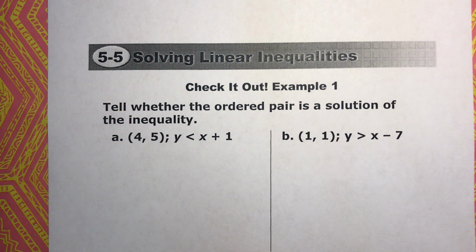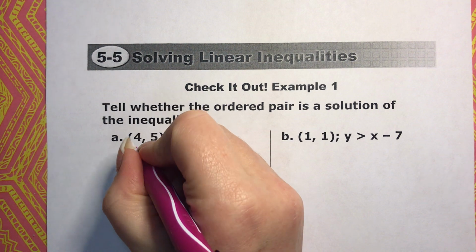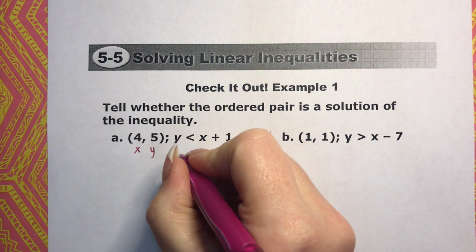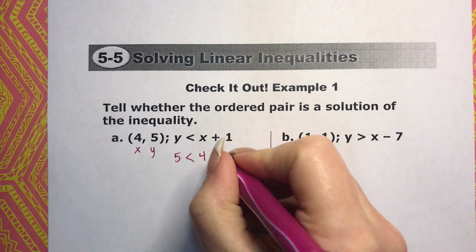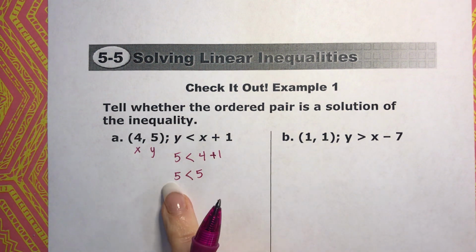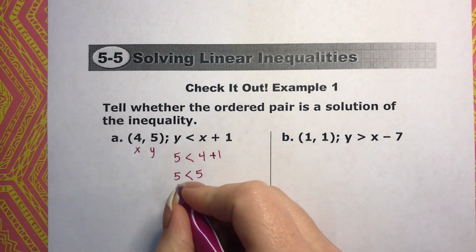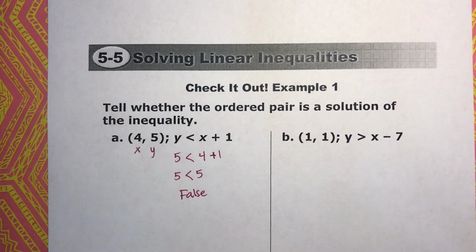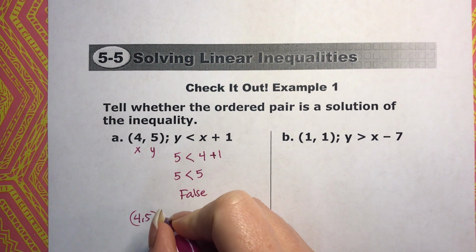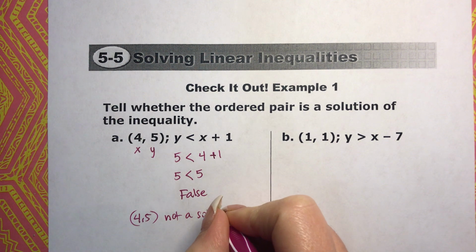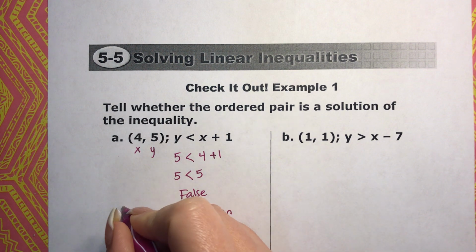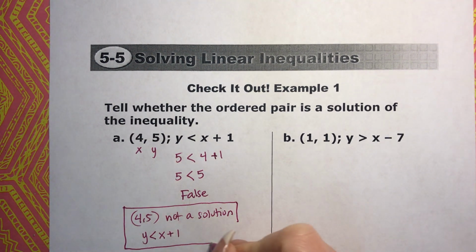All right, we're back. Let's go ahead and see how you did. So we're going to figure out if this point is a solution to this inequality. So this is my x, this is my y. I'm just going to substitute those values in. And ooh, this one's interesting. 4 plus 1 is 5. Now is 5 less than 5? No, 5 is the same as 5. So this is actually a false, which means 4, 5 is not a solution of the inequality right there. So if you got that one right, awesome, awesome.